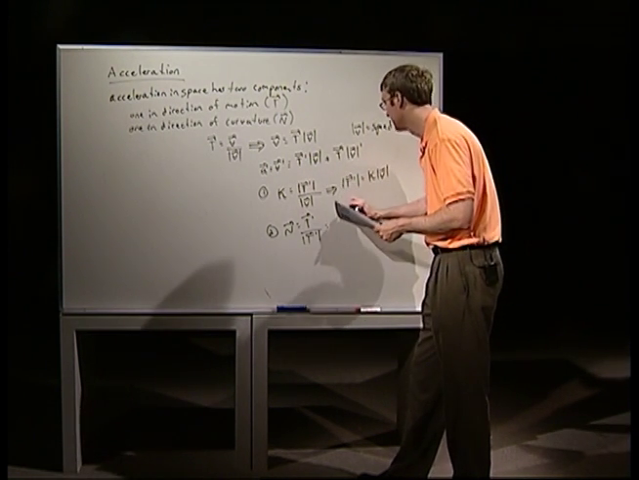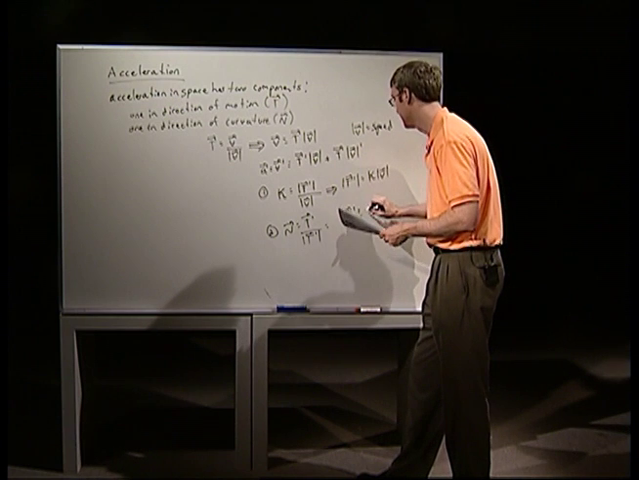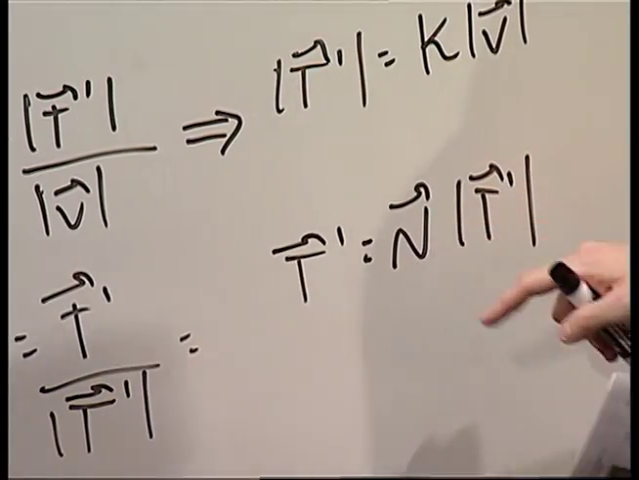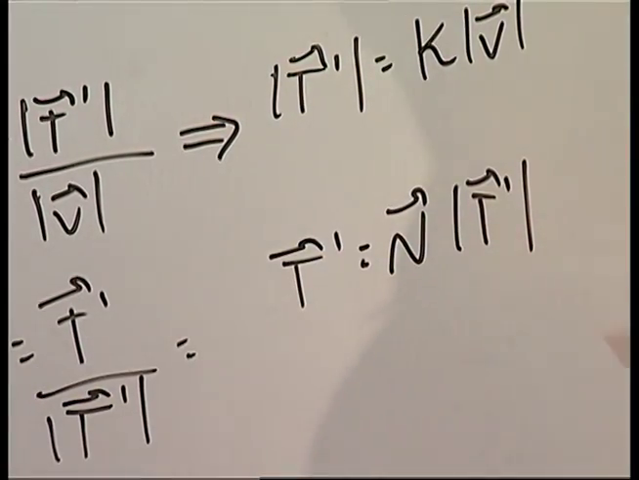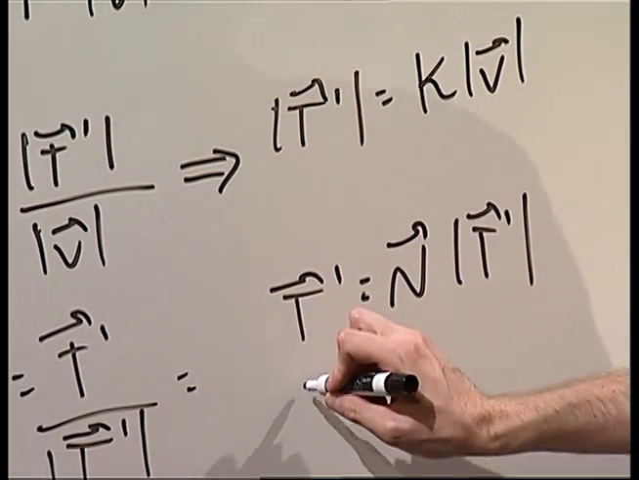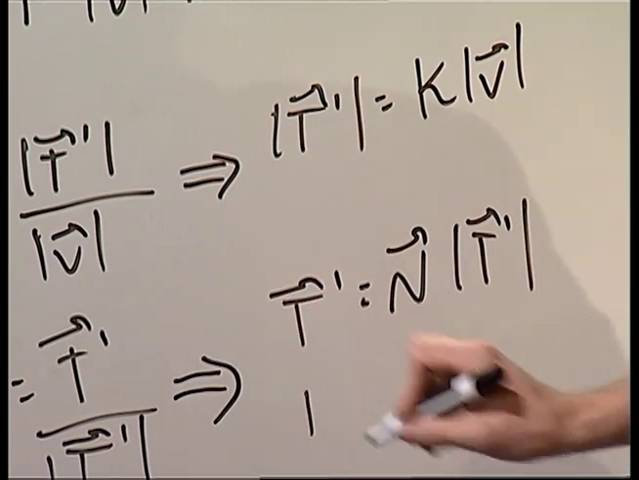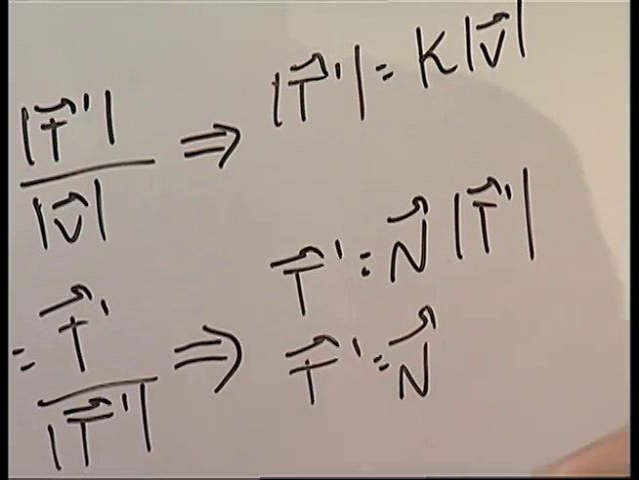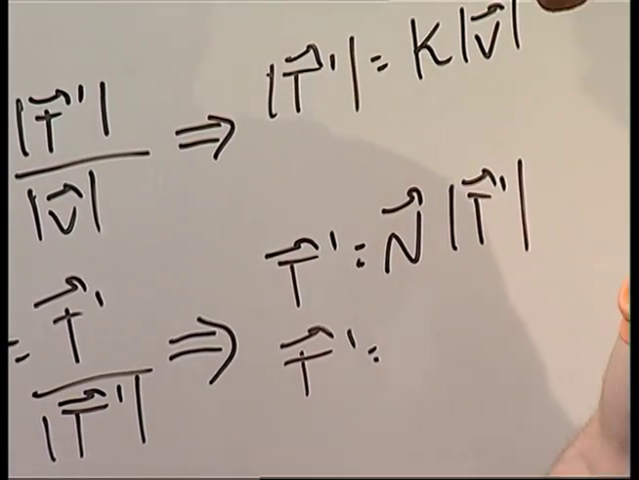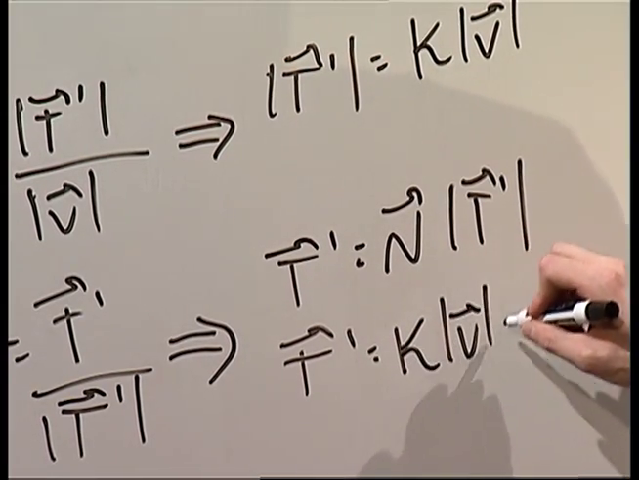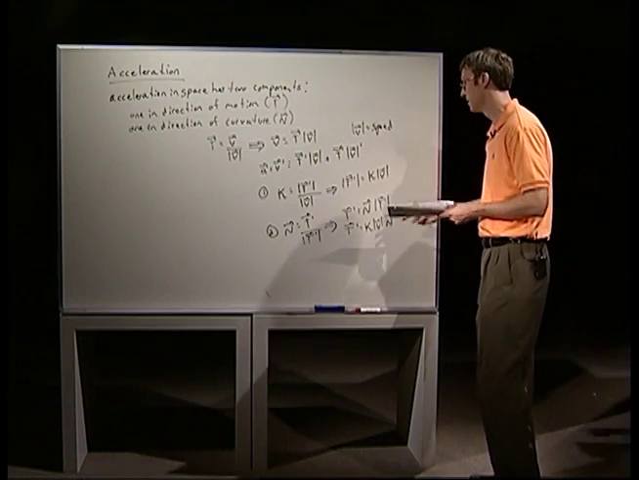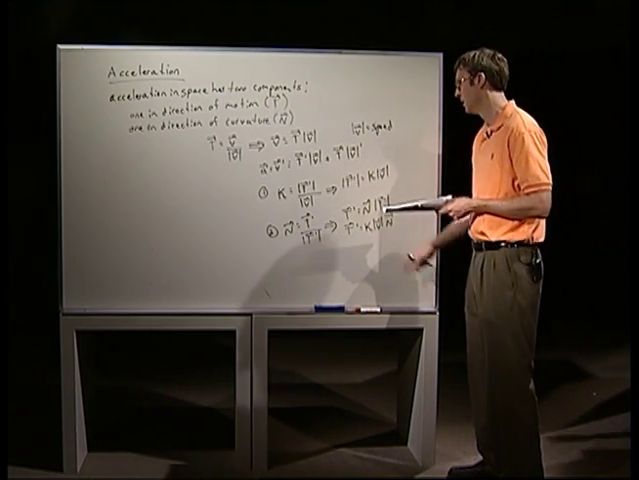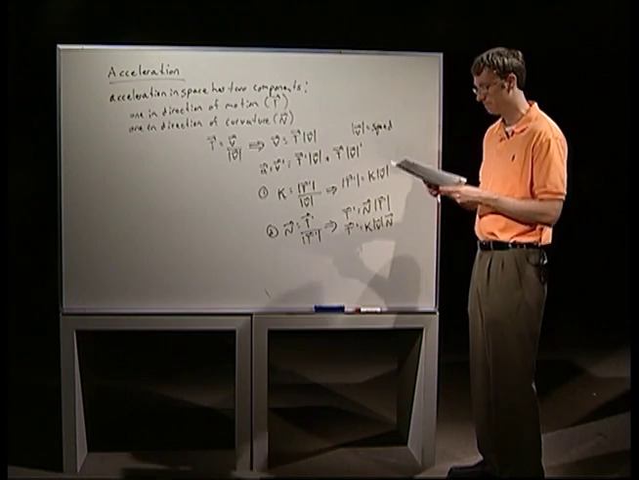It tells us that T prime is N times the length of T prime. That's just moving this around, and the length of T prime is this guy up here. So T prime is curvature times the length of v times N. So it's a constant times N. In other words, it points in the same direction N does. It makes sense. T prime is just the same direction as N, only it's normalized by a length.